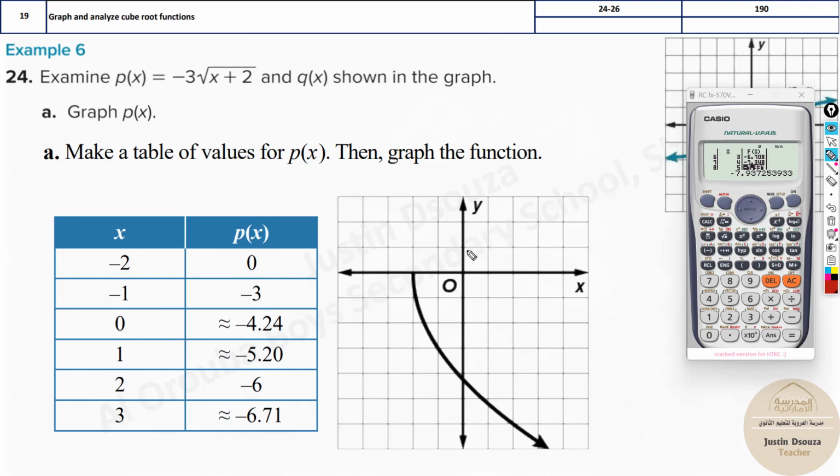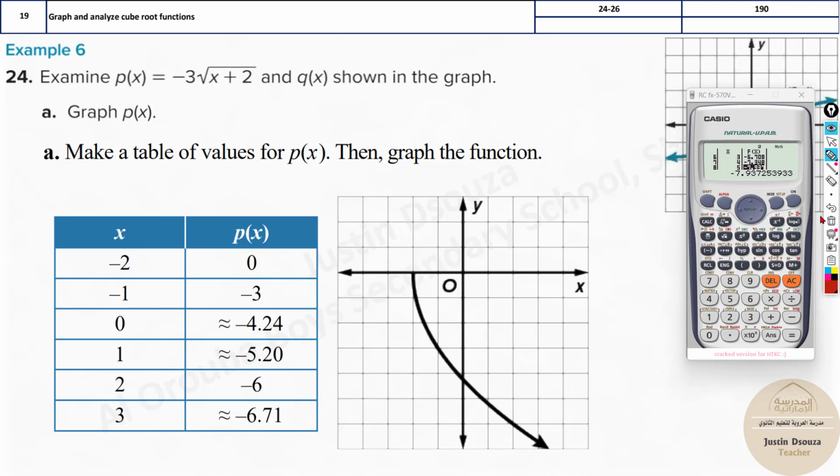How do you graph it? Basically, you start from minus 2. Minus 2 will be 0. If you put minus 2 here, it will be 0. And next, minus 1 is how much? Minus 3. Minus 1 will be minus 3. That's the amplitude over here. And then it keeps on going. Just a rough curve. This is it.